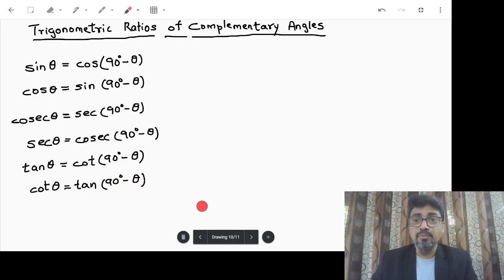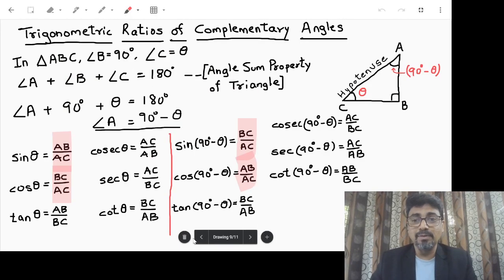These six formulae are the formulae for trigonometric ratio of complementary angles. What do you mean by complementary angles? The sum of these two acute angles is equal to 90 degree, which is why if one is theta, the other will be 90 degree minus theta.